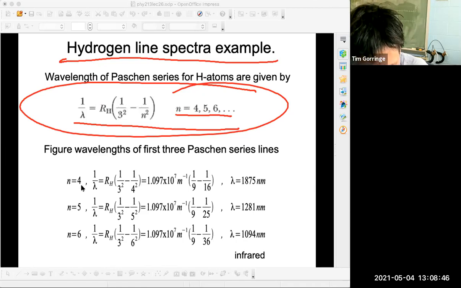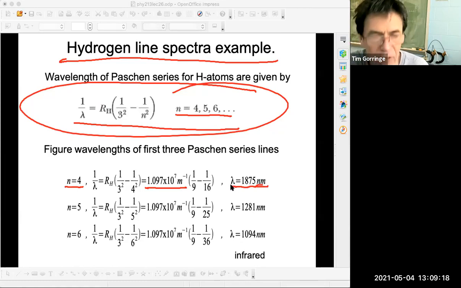And that's what I've done downstairs here. So n equals 4. I'm going to calculate the wavelength. I'll calculate the inverse of the wavelength by multiplying the Rydberg constant, here's its value, by this difference of 2 fractions, 1 over 3 squared minus 1 over 4 squared. So 1 over 9 minus 1 over 16. And that gives us the inverse wavelength. And if you calculate the inverse of that to get the wavelength, it's 1875 nanometers. So it's a lot longer than visible light.